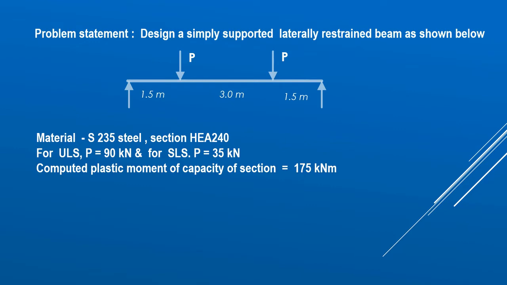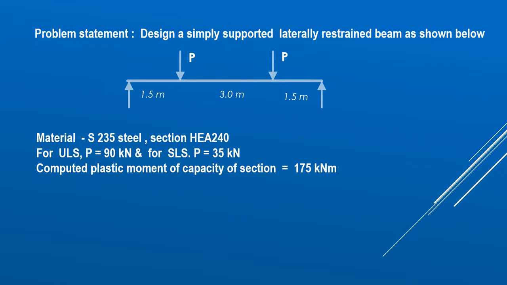So here is the problem statement. We have a simply supported beam that carries two concentrated loads at the known locations. As you can see that the beam has a total span of 6 meters, and by means of the constructed top deck slab, it is ensured that the beam is laterally restrained all throughout its span length, and the material chosen for the beam is S235 steel, and the section used for verification is HA240.